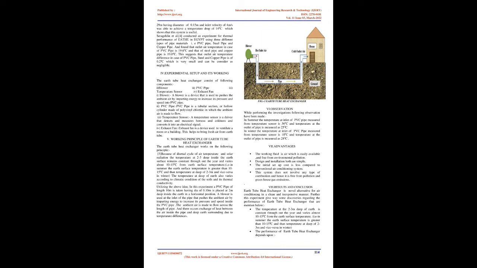4. Experimental setup and its working. The earth tube heat exchanger consists of the following components: 1. Blower, 2. PVC pipe, 3. Temperature sensor, 4. Exhaust fan. 1. Blower. A blower is a device that is used to push the ambient air by imparting energy to increase its pressure and speed into the PVC pipe. 2. PVC pipe. PVC pipe is a tubular section, or hollow cylinder, made of polyvinyl chloride in which the ambient air is made to flow.